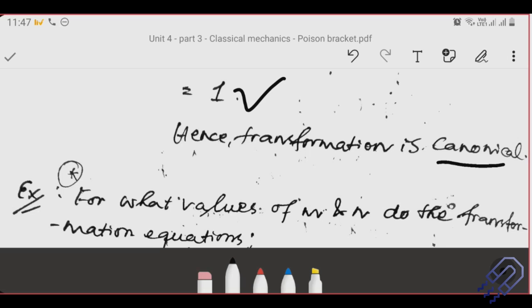Okay, sometimes you'll see that it doesn't turn out to be one. So if it does not turn out to be one, that's definitely not canonical. So you have to be very careful when you do the calculation.